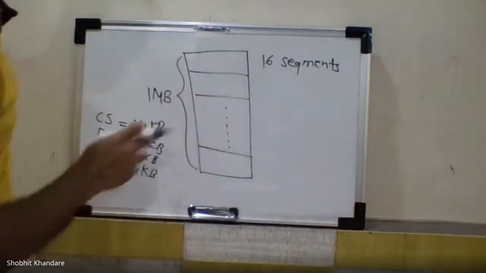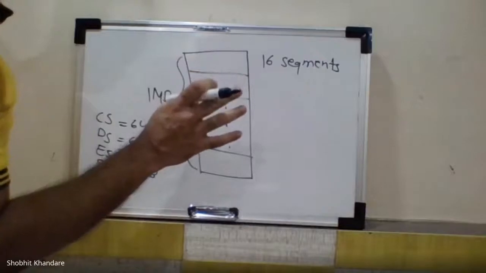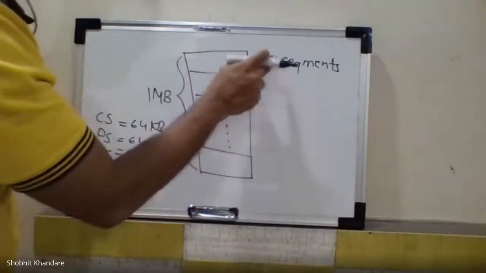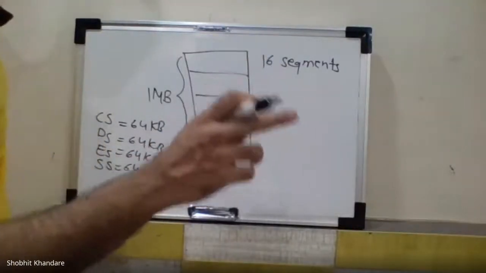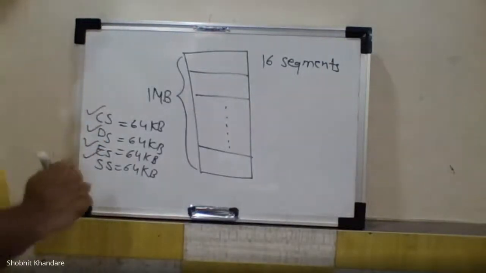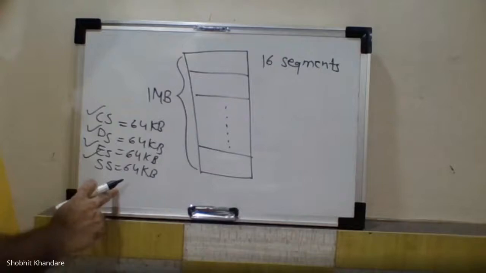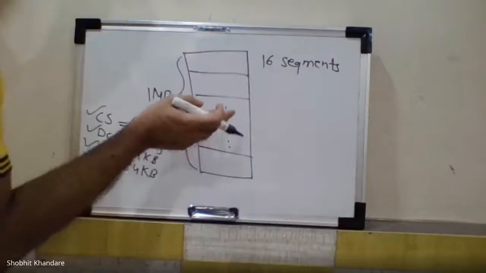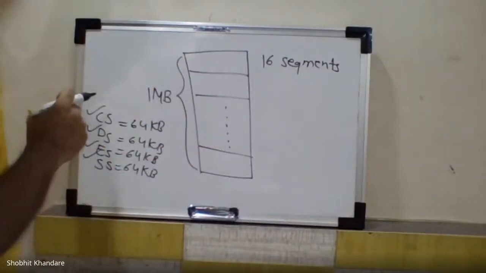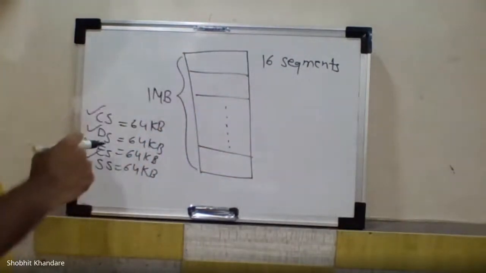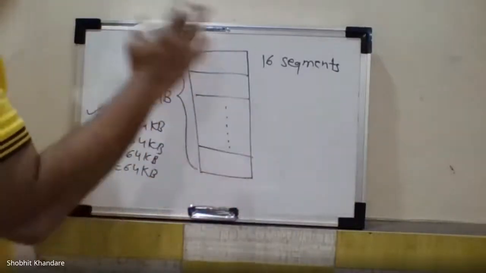So if each segment is 64 KB, then 1 megabyte will be divided into 16 segments. And out of the 16 segments, your 8086 requires only 4 segments: CS, DS, ES, and SS. Only 4 segments. The remaining segments are used for some other purpose. Only these 4 segments are used by the 8086, and the others are used for other purposes.